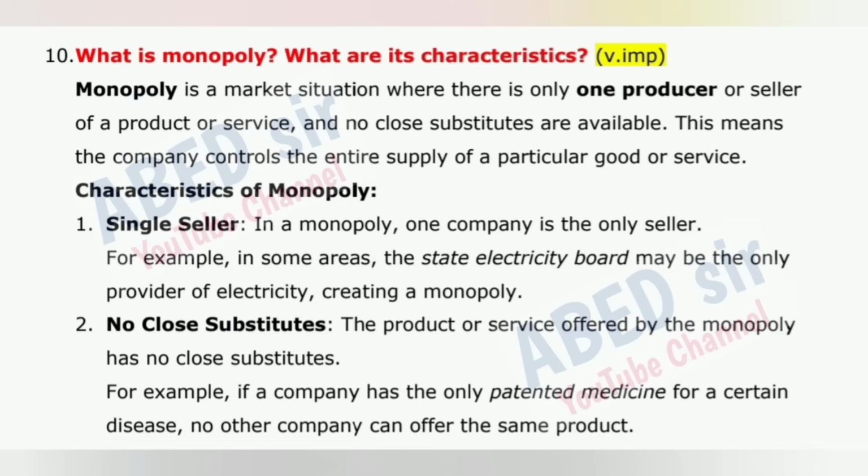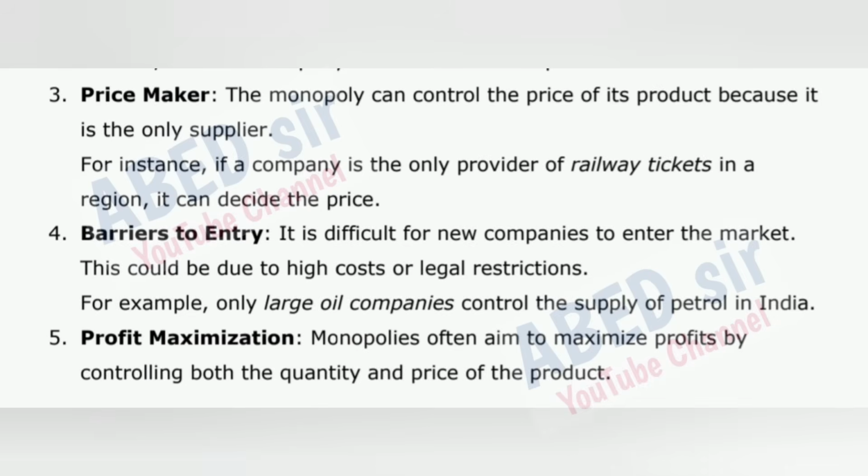3. Price maker. The monopoly can control the price of its product because it is the only supplier. For instance, if a company is the only provider of railway tickets in a region, it can decide the price.